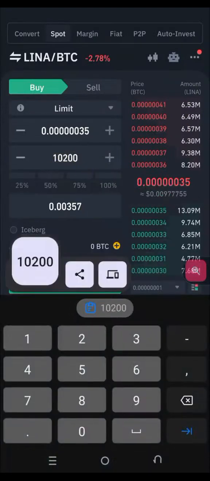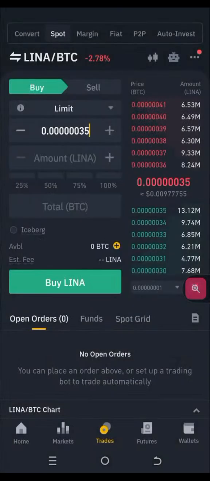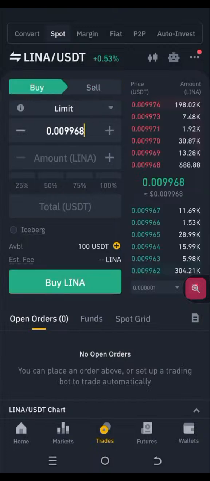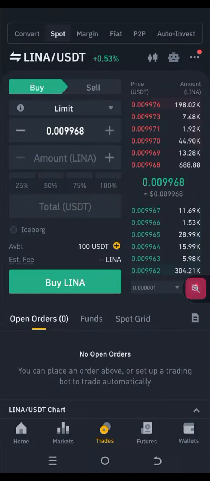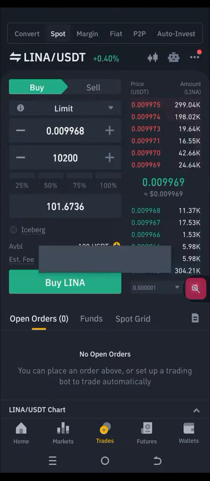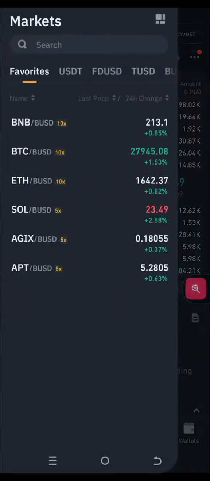Let's copy that and quickly go and see how much this will give us in Lena USDT. I hope this is going to work, right? By the way, this is triangular arbitrage. So let's go ahead and see this. I'm just going to put this in here and see. Oh, $1.67. Not bad at all. 1.67%. Let's go.